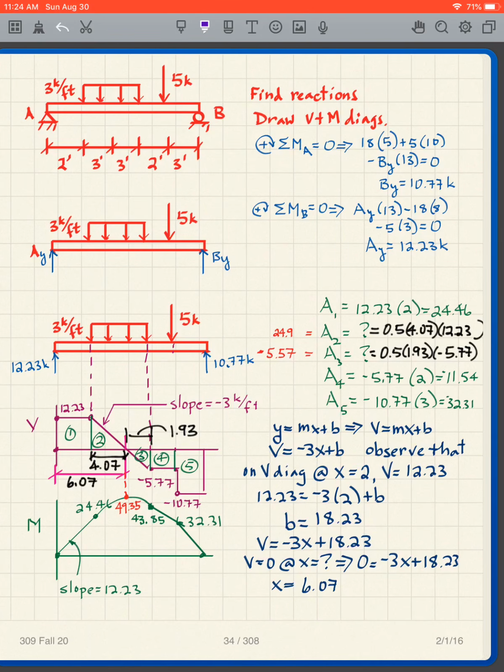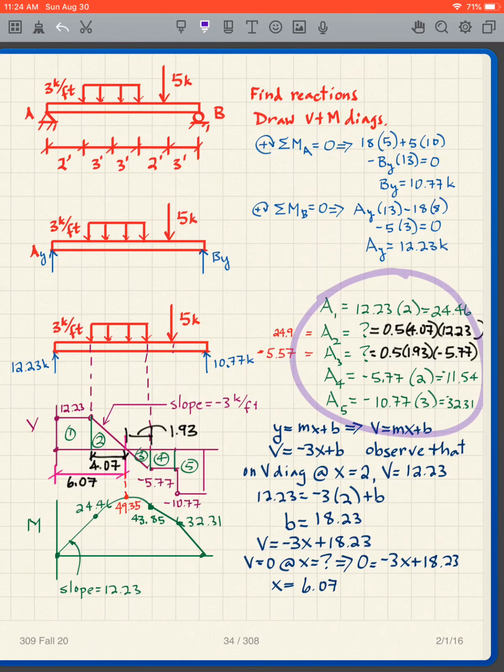What do I want? I want to know where v is equal to 0. So I put in v equals 0 and I solve for x. I get x is equal to 6.07. Once I get 6.07, I know that that's 4.07, and that's 1.93. So I can now get all my areas.